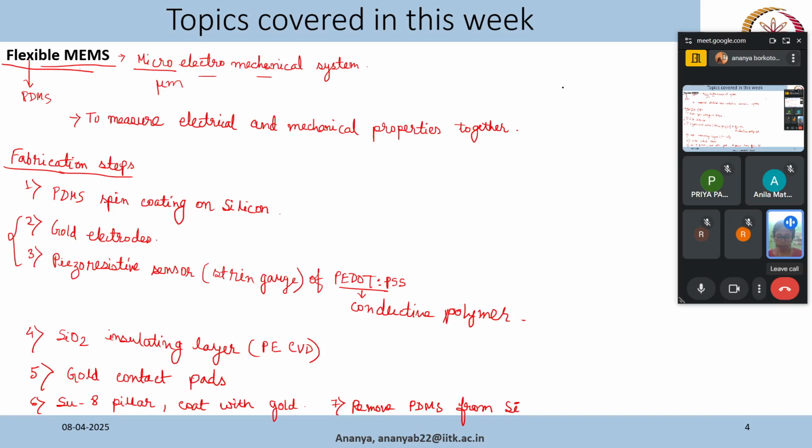Okay. So the first step will be, we will have this silicon substrate. We'll put PDMS, so this is PDMS. Okay. Next we will make these gold electrodes. How can we make these? This is not only gold. For adhesion we will use chromium and gold. Okay, for adhesion we use a thin layer of chromium, and then gold.